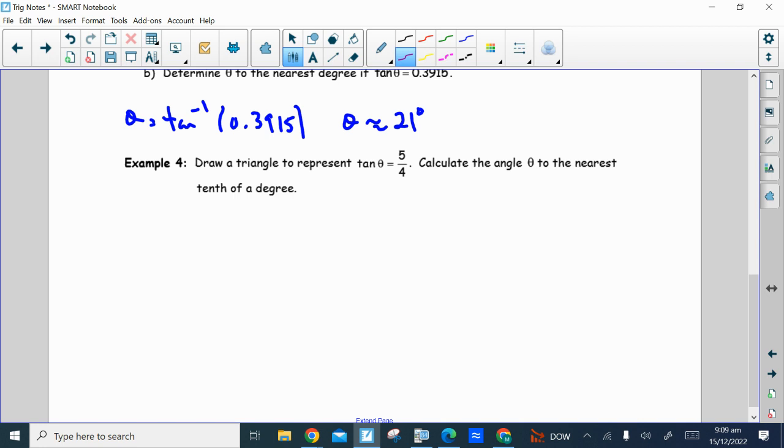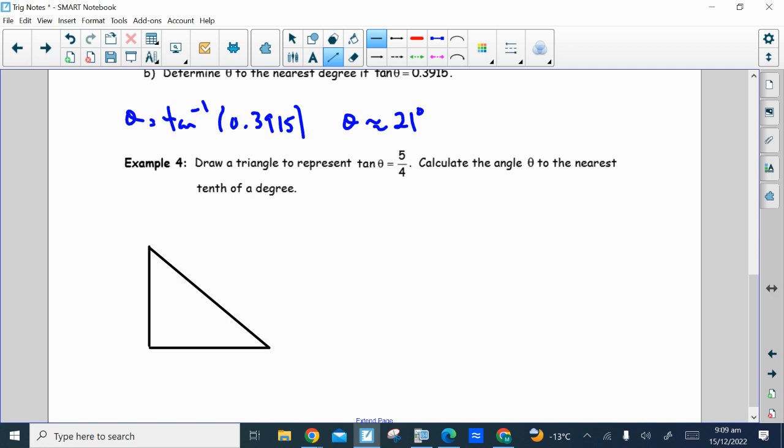Example 4 says draw a triangle to represent that tan of theta is 5/4 and then calculate angle theta to the nearest tenth of a degree. Remember that if we're using SOHCAHTOA, if we're using Pythagorean theorem, we must have a right triangle. So we'll draw a right triangle here. And our right angle obviously is in that bottom left-hand corner, the way I drew it. And now we have to designate one of the angles to be theta. It doesn't matter which one of the other two angles is theta. It can be the one at the top or the one at the bottom. I'm just going to choose the one at the bottom.